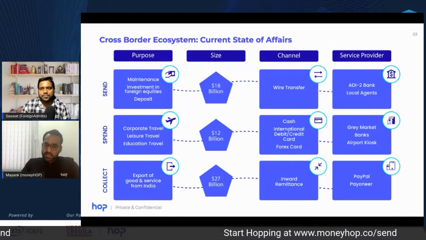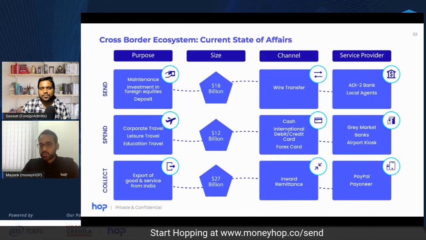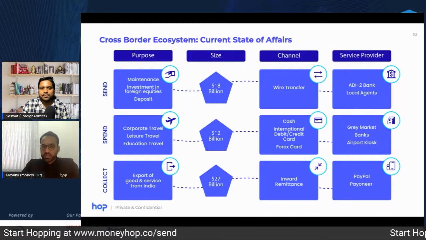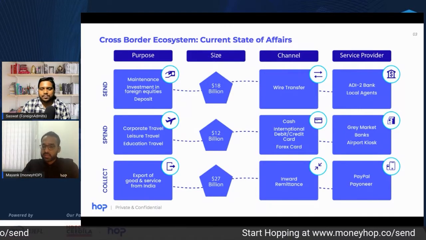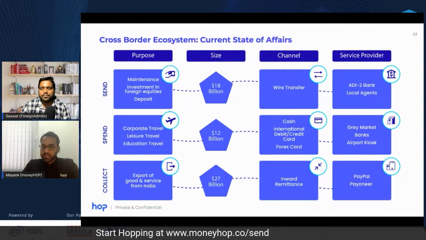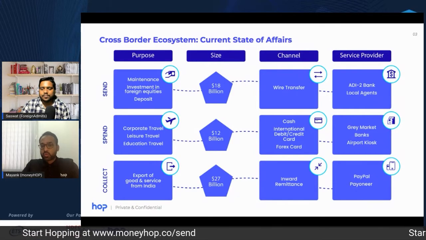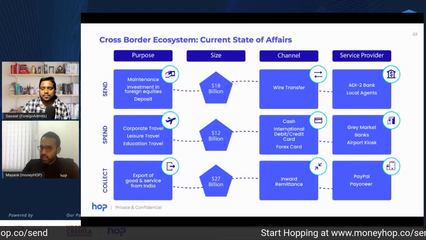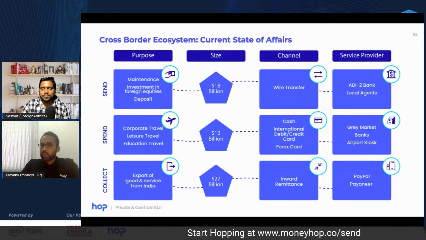We have maintenance, which is when you travel abroad as a student, your parents might send you money for your living expenses. That could be deposited in a foreign bank account or invested in foreign equities. We have about $18 billion that gets moved for these purposes, and it is primarily done through wire transfer, which is an account-to-account transfer. And there are local agents who facilitate that. There are 81 banks and 82 banks which also do that.